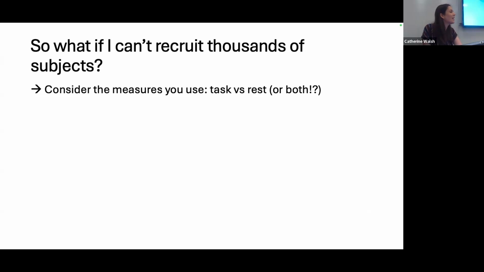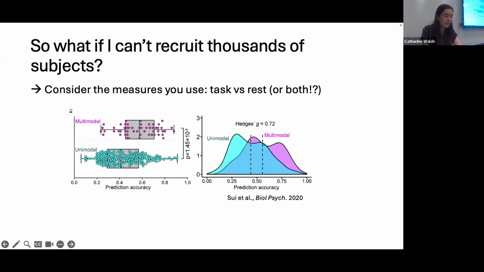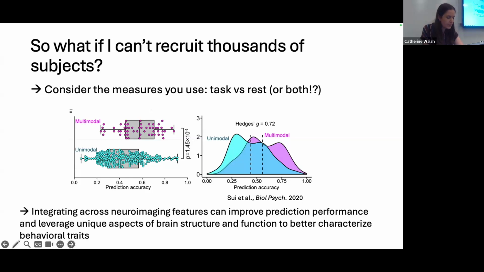There's nothing to say that you can't use more complex analytic techniques that allow you to integrate that. The review paper that I was showing you earlier looked at various papers that tried to integrate across modalities, including task and rest, or task and structure, or rest and structure, any combination, and found that those tended to do better than prediction algorithms that used just one aspect of function. It's possible that integrating across neuroimaging features can improve prediction performance and leverage unique aspects of brain structure and function to better characterize behavioral traits.